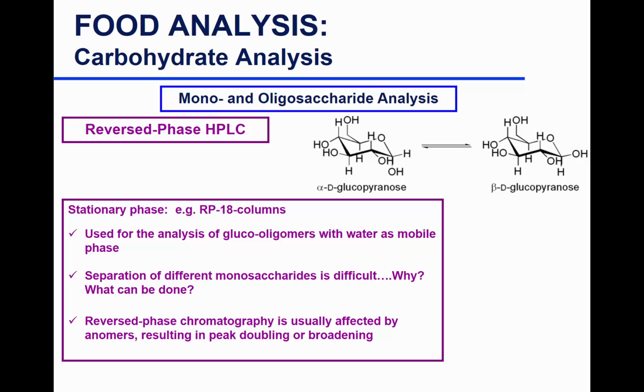However, reverse phase chromatography is affected by the presence of anomers, meaning the alpha and the beta isomers. If you have those two present at the same time, you won't have one good peak, you'll have a split peak. To avoid that, sometimes you add amine groups to your mobile phase, and it causes the conversion of one form to the other, basically, and makes sure you have one form that can be detected.